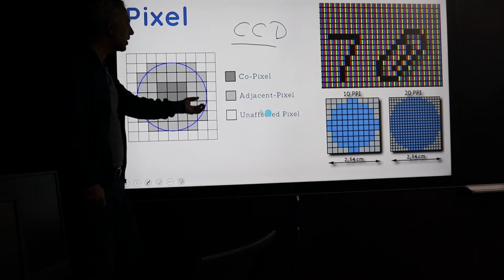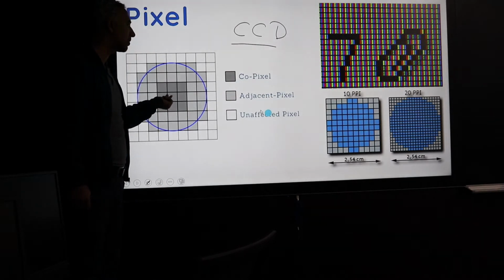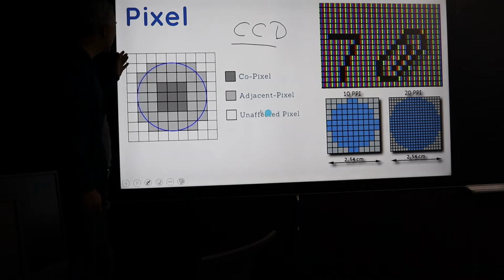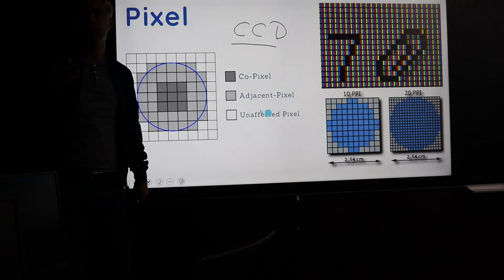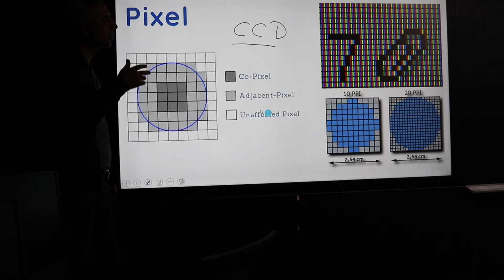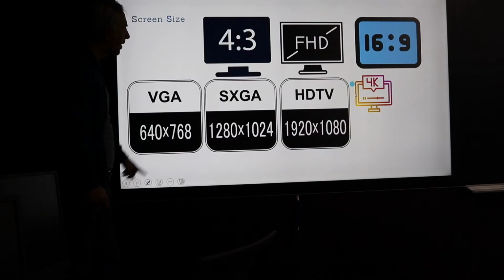So of course, if you are considering some main pixels there, there are adjacent pixels there, unaffected pixels there, because of interpolation, for example, super resolution, where we want to increase the resolution with some dummy value or with some zero value. So there are many things, but we will see them at a later stage.